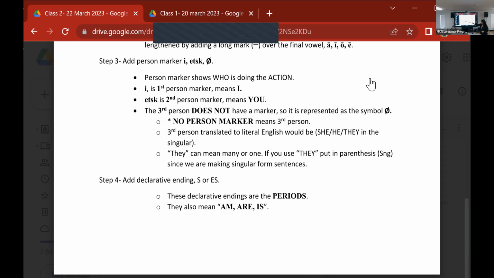And then the final step is add the declarative ending S or ES. These declarative endings are also the periods. And it says they also mean am, are, and is. So let me go to the next one, and it should make a little more sense.